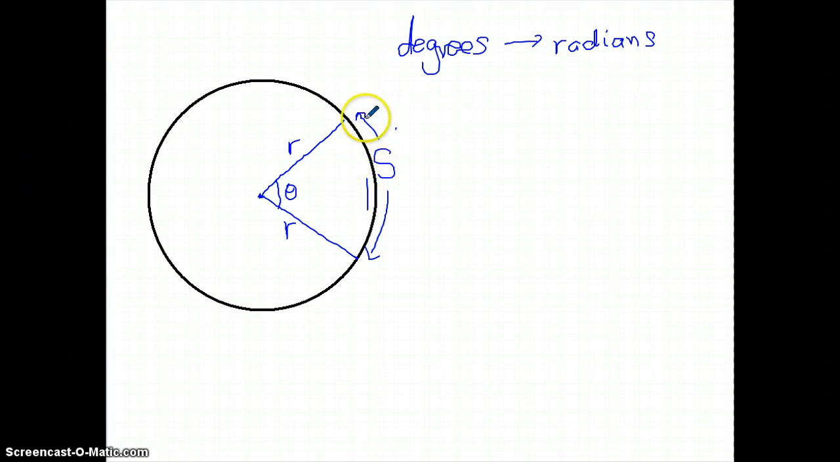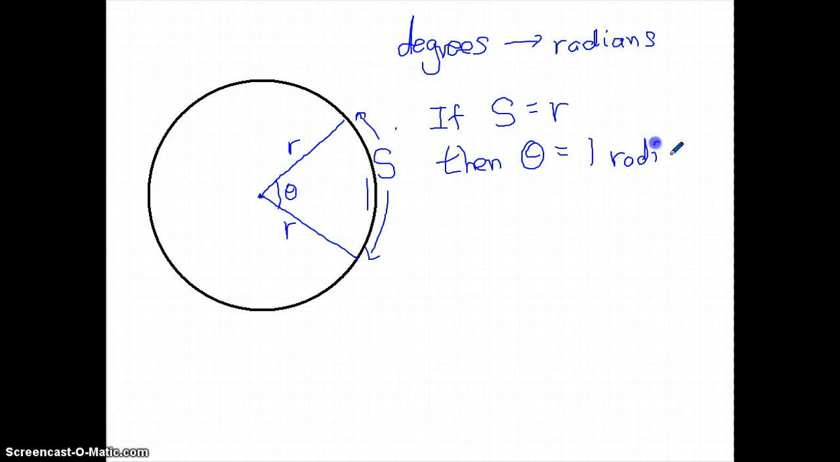So I'm going to say if S, the length of this arc, is equal to the radius, then this angle is 1 radian. That's as far as I'm going to go into the definition of radian. But that's basically what we're looking at.